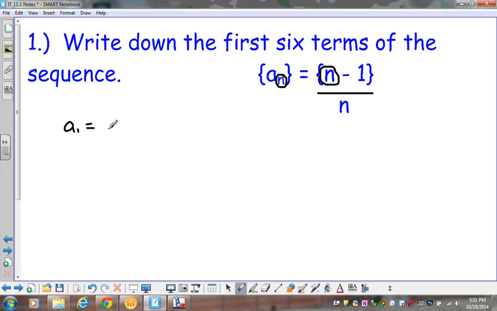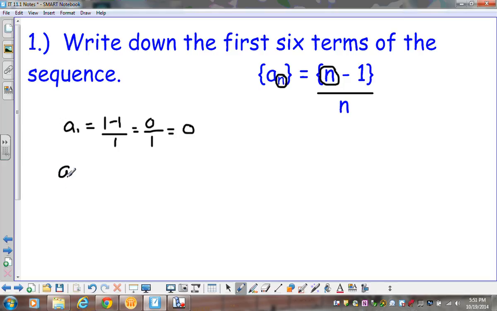So to find my first term, a sub 1, it's going to be 1 minus 1 over, and then my denominator is my n, which again is 1. So 1 minus 1 is 0. 0 divided by 1 is just going to be 0. So my first term of this particular sequence is 0.